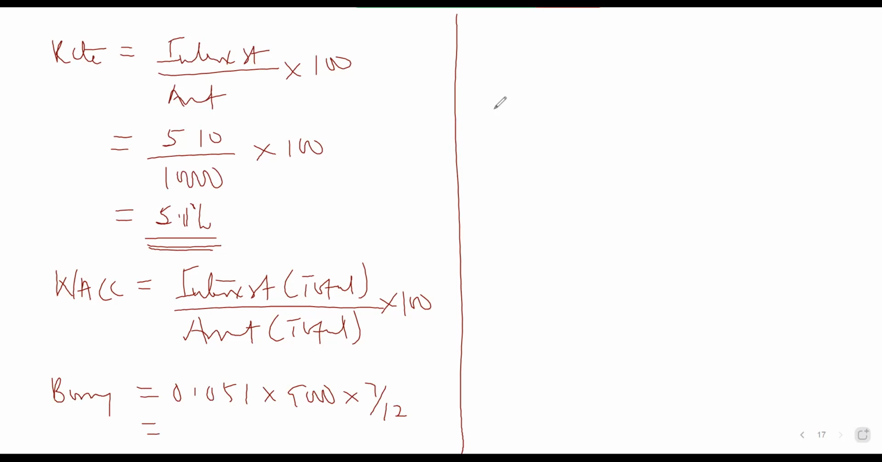So what will be the interest? What will be the borrowing cost? 0.051 times 9,000 times 7/12 is 267.7, so let's make it 268. So the borrowing cost will be 268. Now, let's determine the cost of the warehouse.